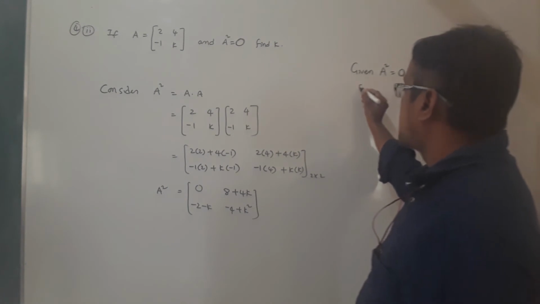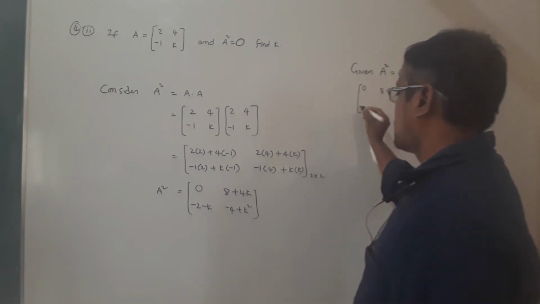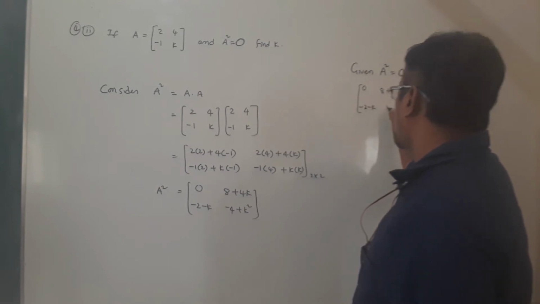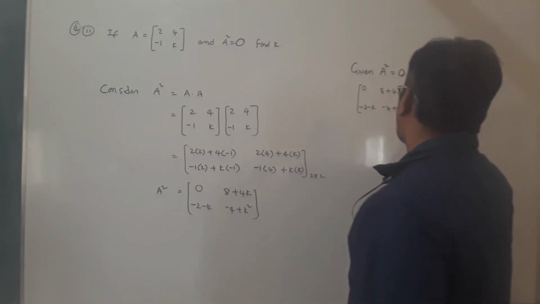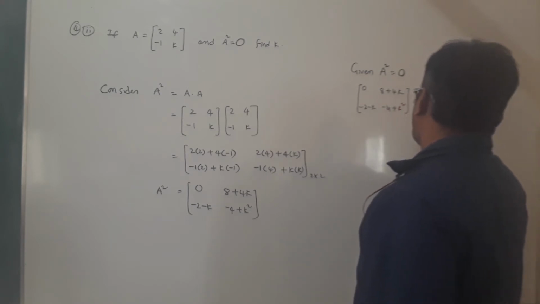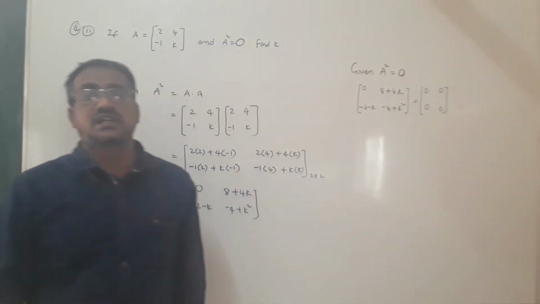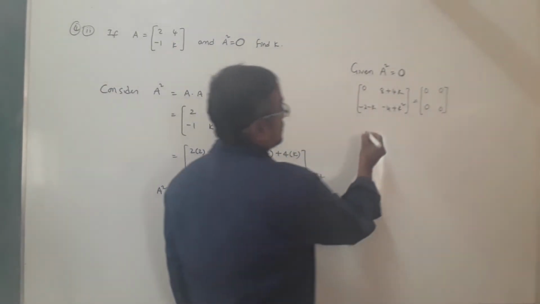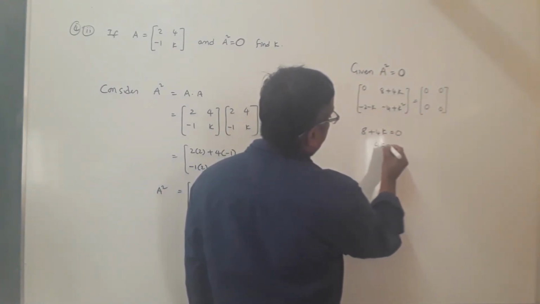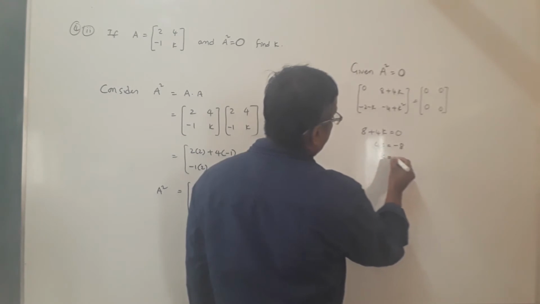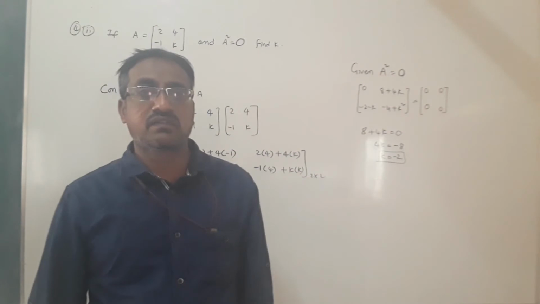So matrix 0, 8 plus 4k, minus 2 minus k, minus 4 plus k square is equal to matrix 0 0 0 0, a null matrix. That means the corresponding elements are equal. So 8 plus 4k is equal to 0, 4k is equal to minus 8, k is equal to minus 2. This is the required value of k.